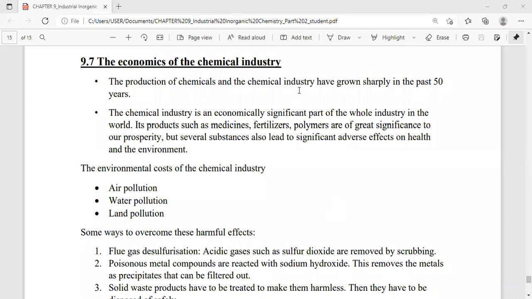Okay, now we move on to the last part of chapter 9, that is the economics of the chemical industry.